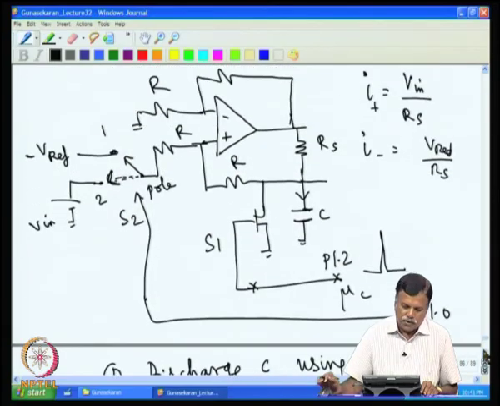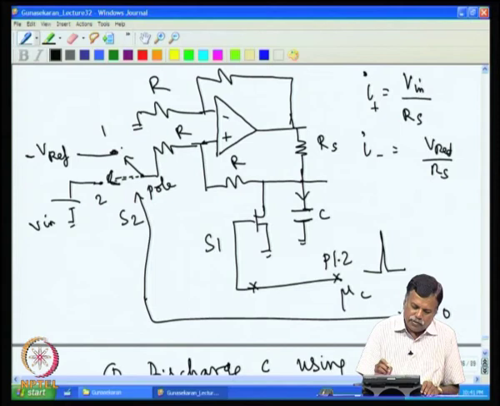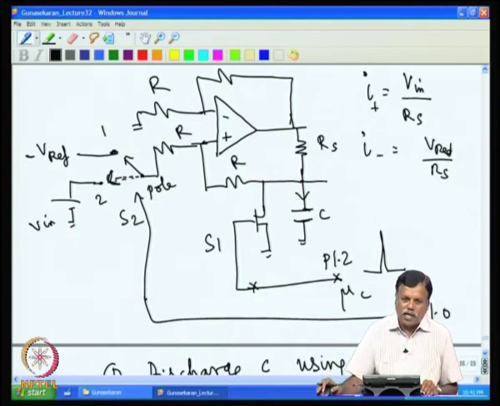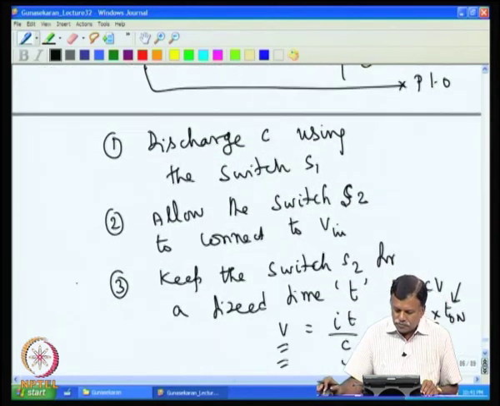Most of the instruments will already have V reference, and generating a minus V reference is not a difficult job. One can invert it and then feed it to V reference. Nevertheless, it needs a minus V reference to be generated. That is the main drawback. So, this is not popularly used, even though this is very accurate.